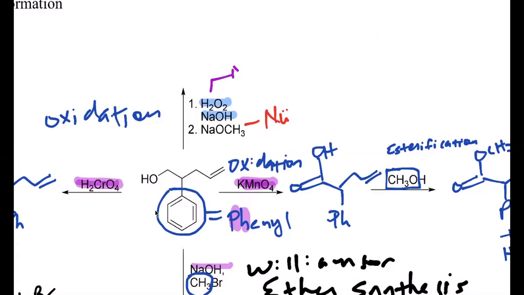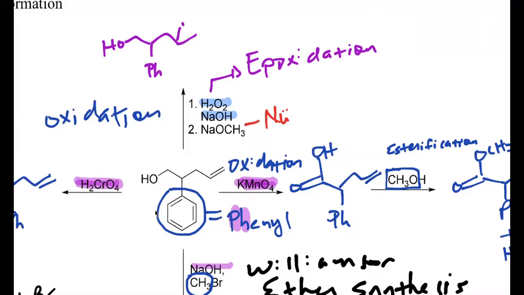So hydrogen peroxide and sodium hydroxide, if you react the alkene with that, and that actually was in one of the videos I sent too, that's an epoxidation. All right. So the product from that reaction is an epoxide.